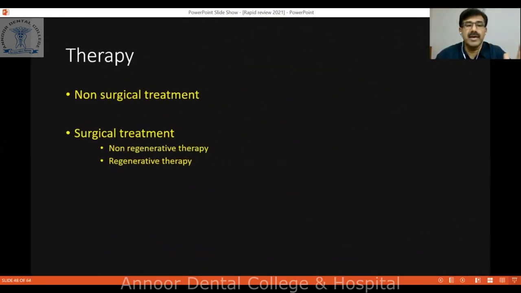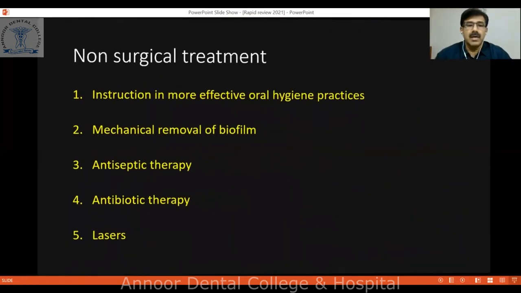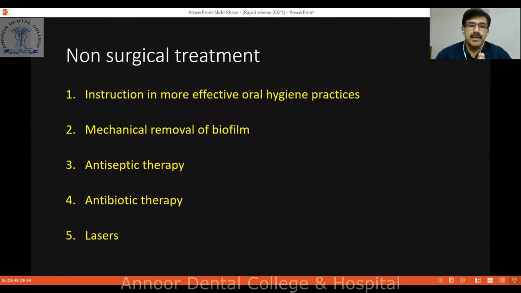So you can classify the management into two aspects. One is non-surgical management, and the second is the surgical treatment, which, as we discussed earlier, will be the resective, that is a non-regenerative therapy, and then next is the regenerative therapy. Now, what is the non-surgical treatment?